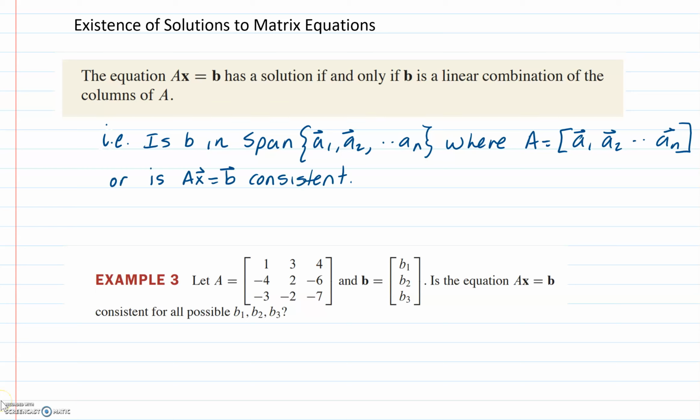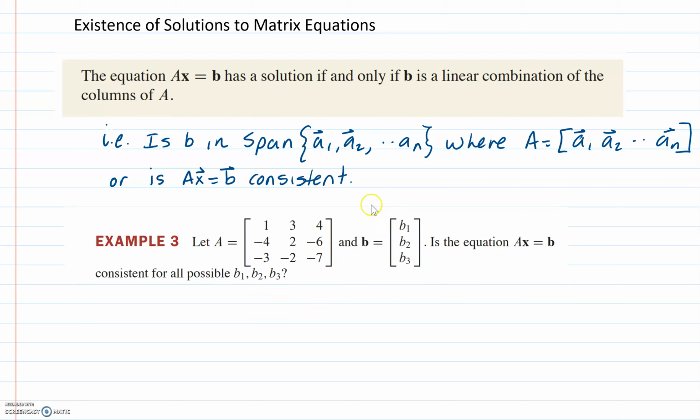A harder existence question to ask is whether AX equals B is consistent for all possible B. And that's what we're going to do in example 3. So example 3 says, let A be this 3 by 3 matrix and B be an element in R3, B1, B2, B3. Is the equation AX equal B consistent for all possible B1, B2, B3?